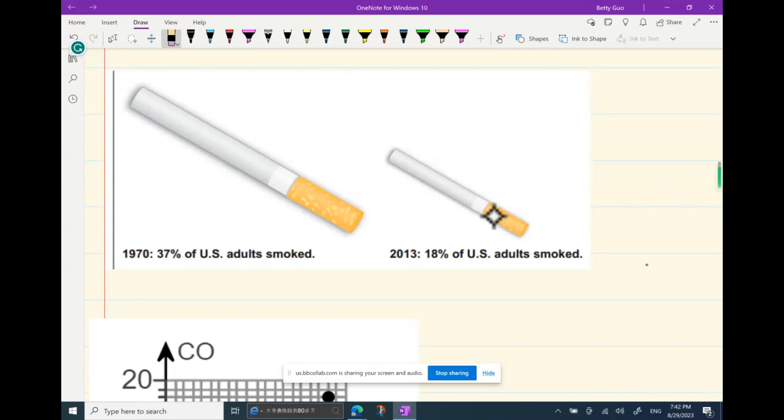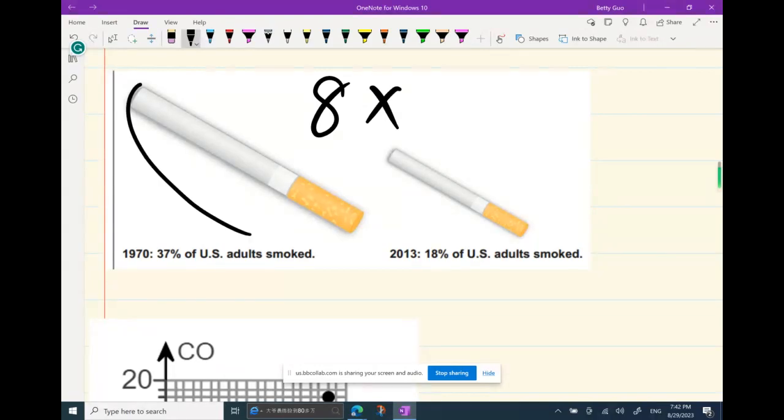However, the painter uses a three-dimensional figure to represent a one-dimensional concept, and that would give us an impression. What impression? 8 times. In the 70s, the proportion of smokers is 8 times the smokers in 2013, because volume-wise, the bigger cigarette is 8 times the smaller cigarette.